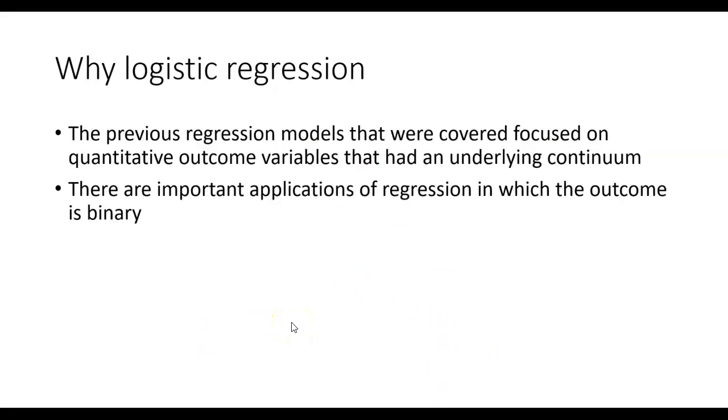So why logistic regression? The previous regression models that were covered focused on quantitative outcome variables, which had an underlying continuum. But there are also important applications of regression in which the outcome is binary. An underlying continuum might be predicting days of resistance training, but binary outcomes might be something such as sick or not sick.